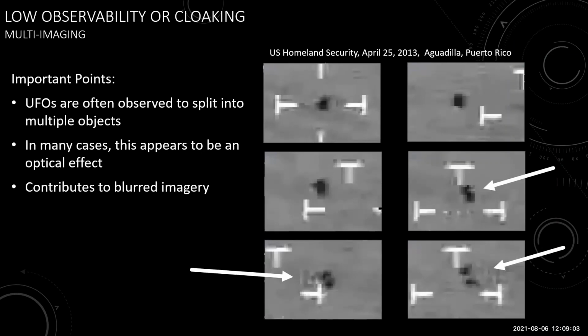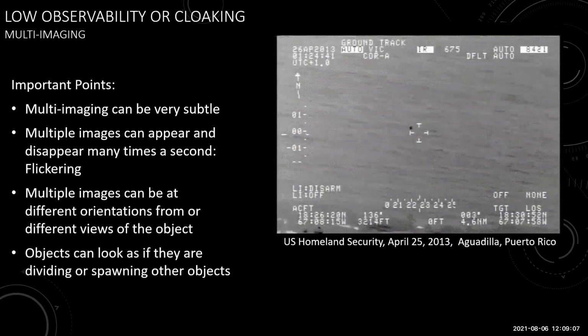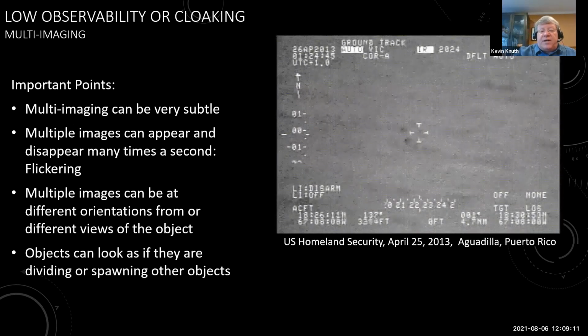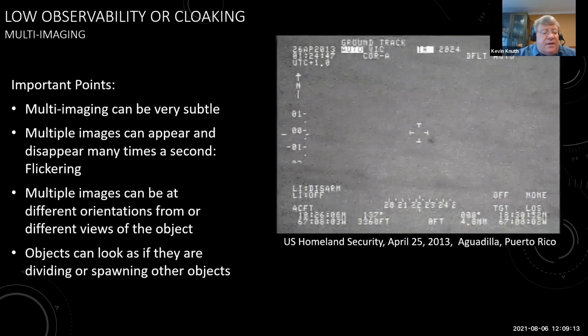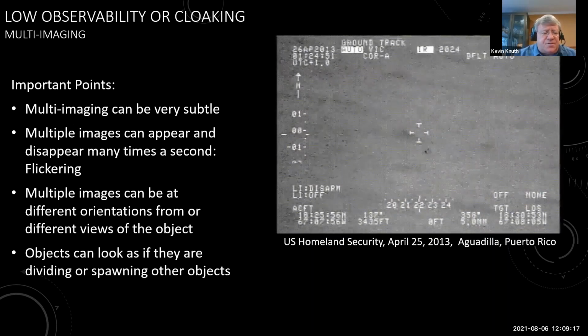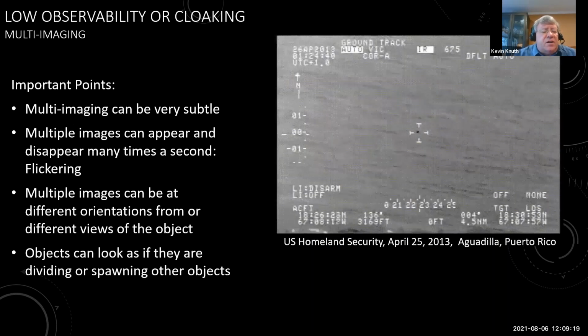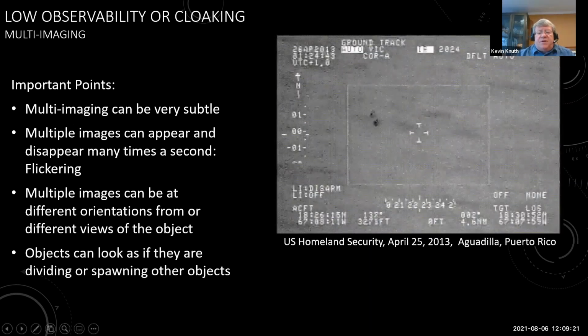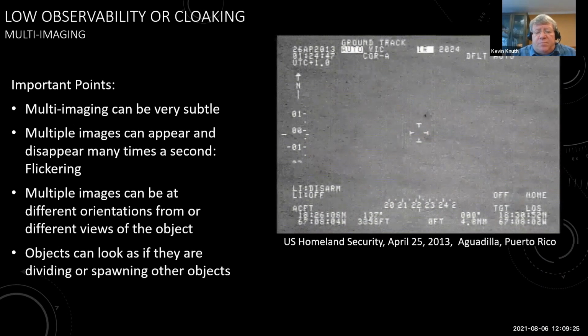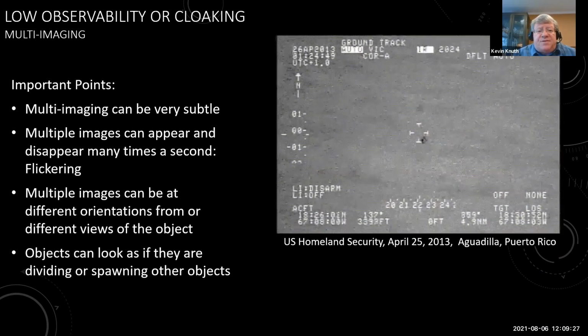Next slide, please. So here's another example of multi-imaging where the object appears to break into two. And sometimes these multiple images can be at different orientations or different views of the object. And so it can be a subtle effect or very dramatic, as in this video here from Puerto Rico. All right, next slide, please.